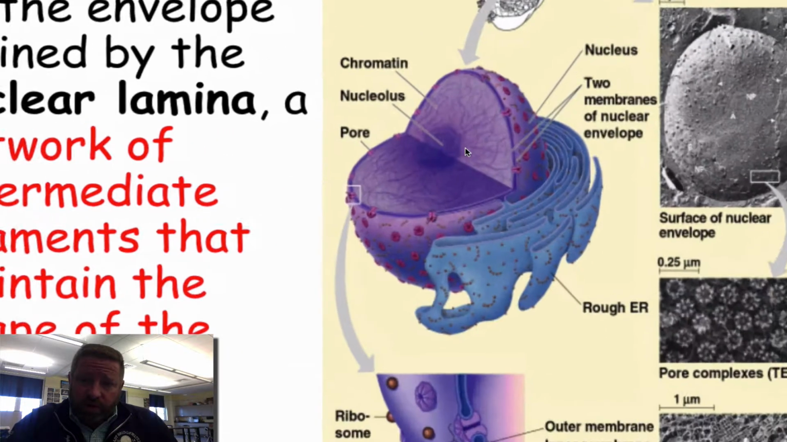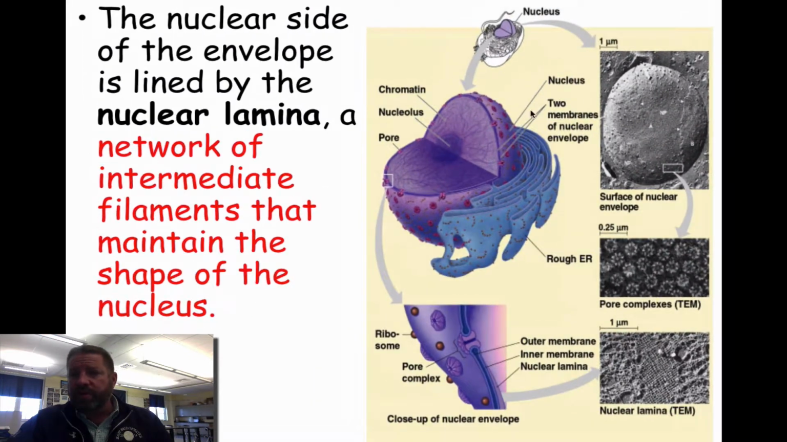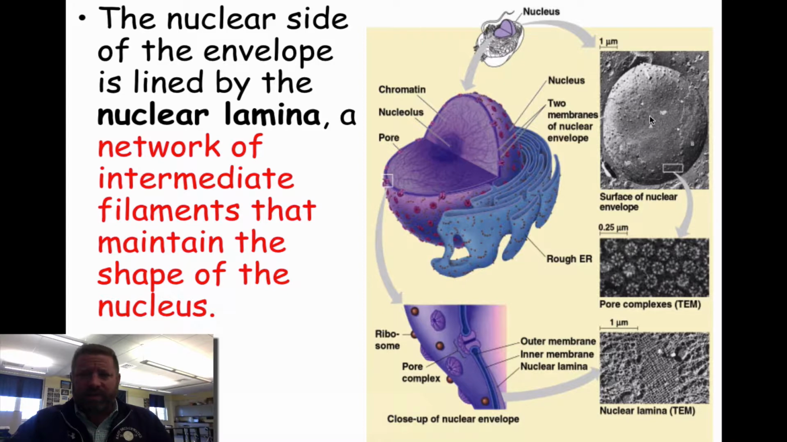There are really two places where you'd find DNA. One is the nucleolus, which is where ribosomal RNA is being made, and then it's in a stringy form called chromatin. So here you have a couple electron micrographs. This would be a scanning electron microscope, I believe. It's looking at the surface of the nucleus, and it almost looks like a crater on the moon. It's really kind of neat.